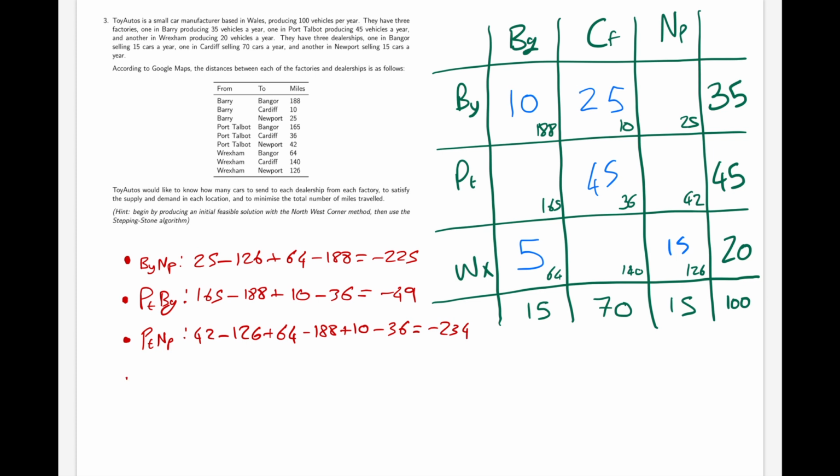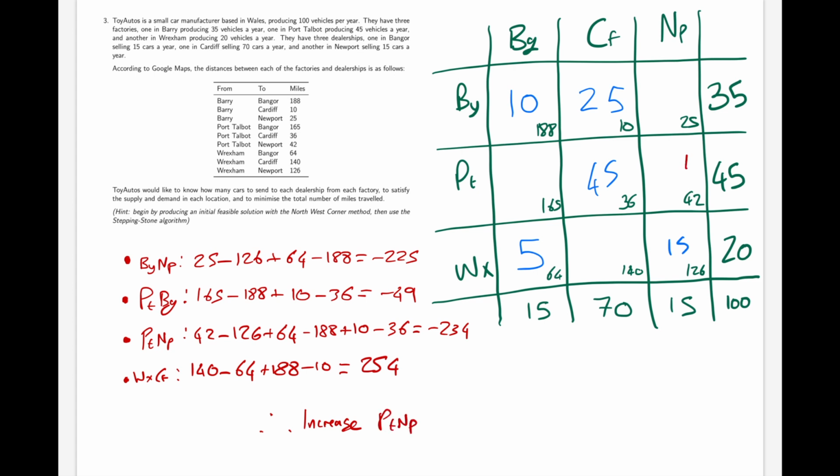And finally, let's consider Wrexham-Cardiff. Our loop now would be this. So we would increase Wrexham-Cardiff, decrease Wrexham-Bangor, increase Barry-Bangor, and decrease Barry-Cardiff at a net unit cost of 254. So that would actually increase and make things worse. So the best possible move we have is to increase Port Talbot-Newport. By how much?